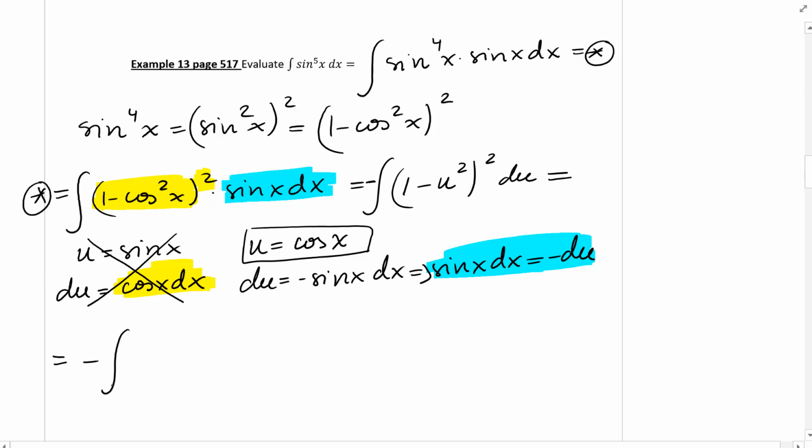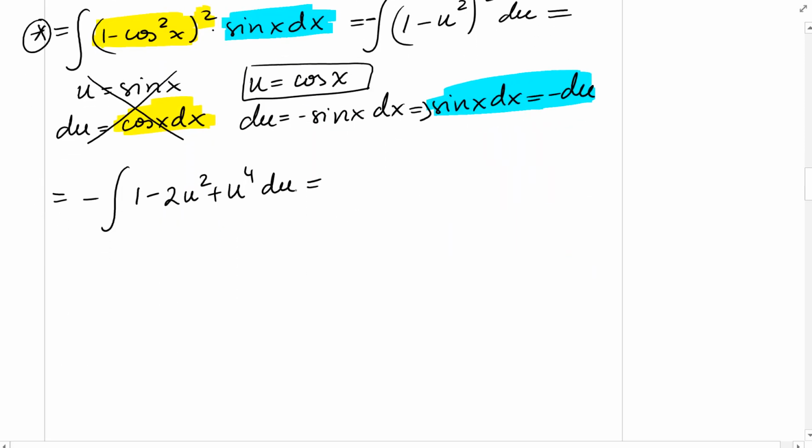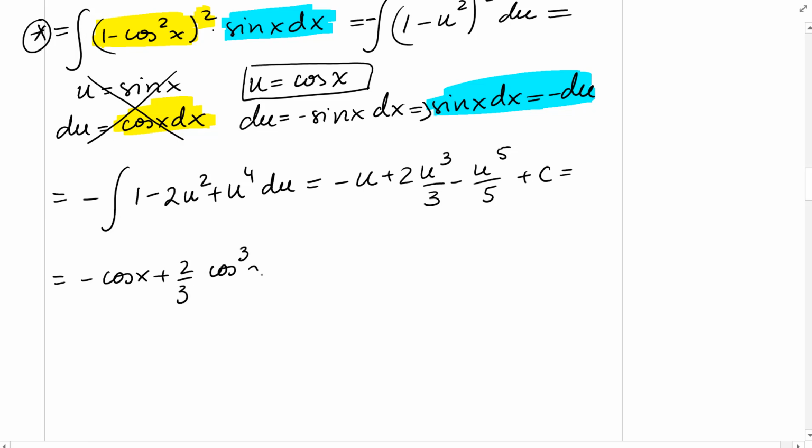I'm going to open up the parentheses, so it's 1 minus 2u squared plus u to the fourth du, and we use the power rule to evaluate each of them. I also have this negative, so it's negative u plus 2u to the third over 3 minus u to the fifth over 5 plus c. In our case, u is cosine, so it's negative cosine of x plus 2 over 3 cosine to the third of x minus 1 over 5 cosine to the fifth of x plus c.